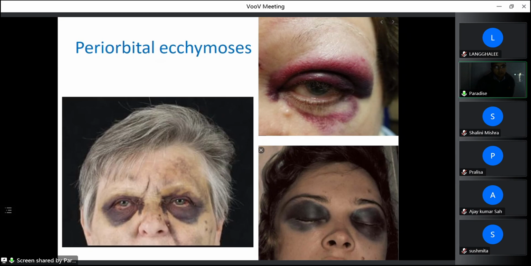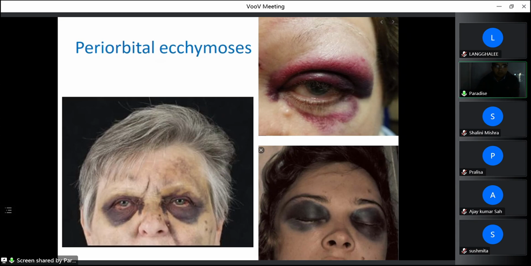Another reason the blood accumulates only in the periorbital area is that the subcutaneous tissue in the periorbital region is more loose. It is not firmly adhered, so the blood can easily accumulate there. You can't find such ecchymosis in other areas like the nose, cheek or forehead. It is only present in the periorbital region, because the connective tissue there is loose and can hold more blood.